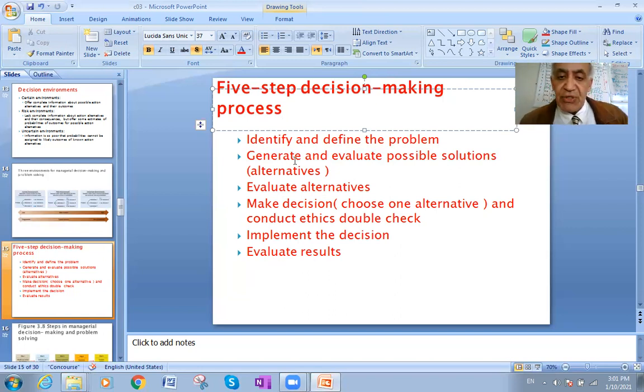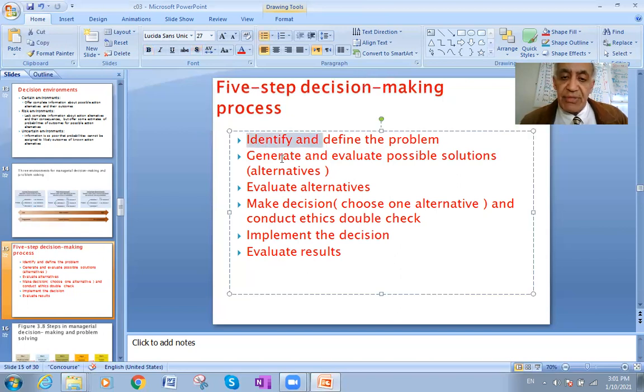Okay, so identify the problem, generate and evaluate possible solutions. Every alternative of those you have to evaluate, meaning the pros and cons, the profit and cost analysis. You would see this is good or this is better or whatever. Evaluate alternatives, each one, you will see the pros and cons, like I said. Make a decision, you will choose one alternative only. Then you will say, okay, I will choose this one.